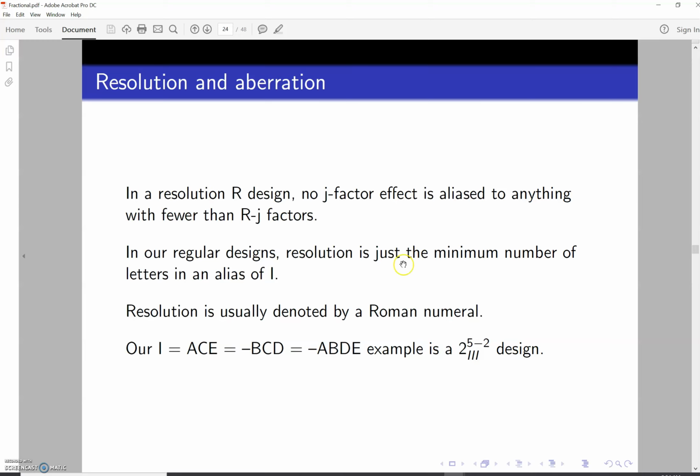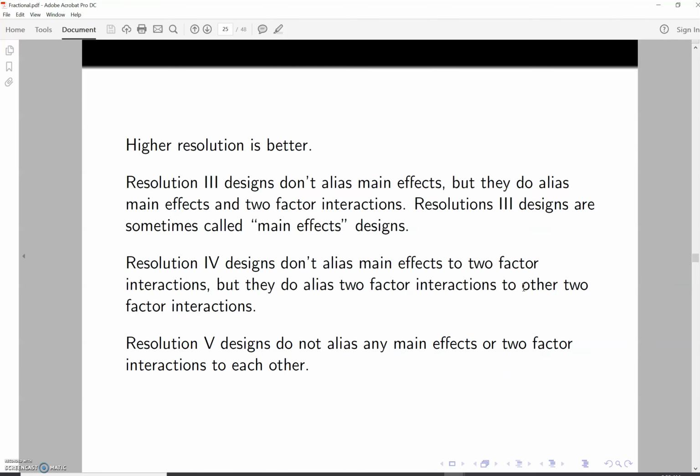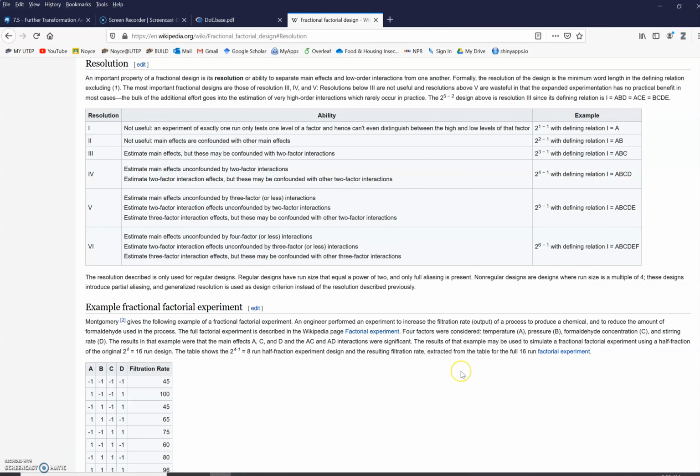Let's talk about this in class a little bit. This idea of the resolution. There are resolution effects. I did bring up a table because I kind of hate that there's not a table like this in our book. Yeah, here we go. This is just off of Wikipedia.